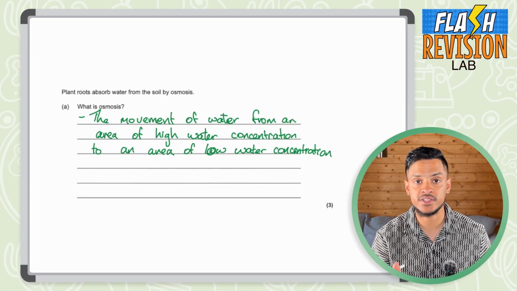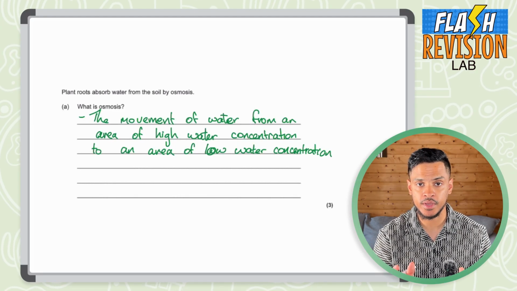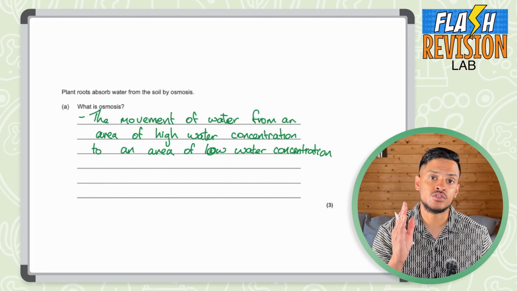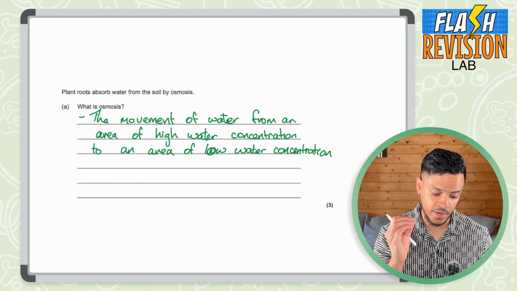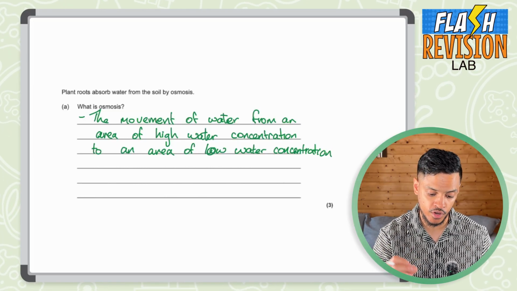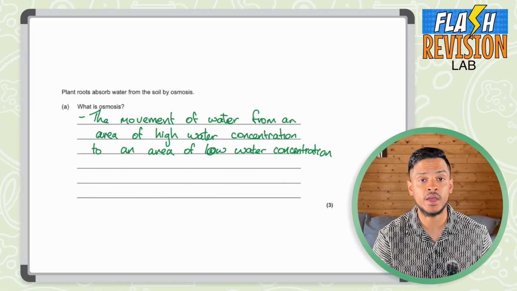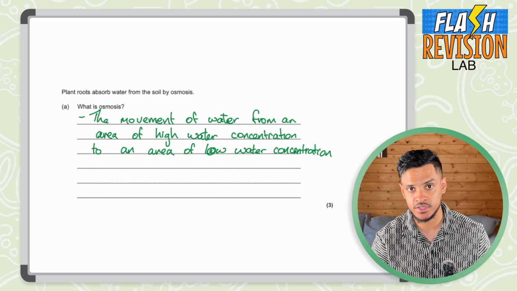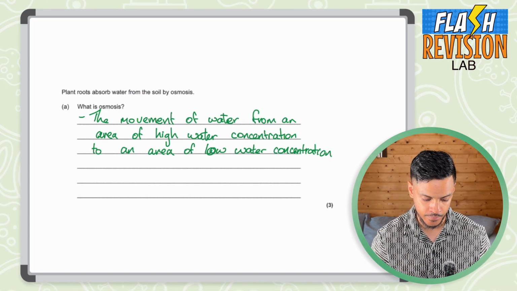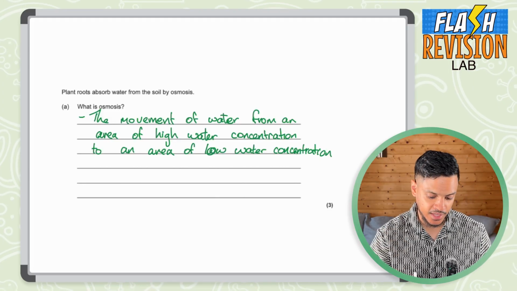So the movement of water from an area of high water concentration to an area of low water concentration. There's different ways you can get these marks, by the way. You might have been taught to use water potential instead of water concentration. That's fine as well. So you can say from an area of high water potential to an area of low water potential. Or you might have even learnt it as from a dilute solution to a more concentrated solution. That's also fine. So I've chosen this one. That gets you 1 mark.